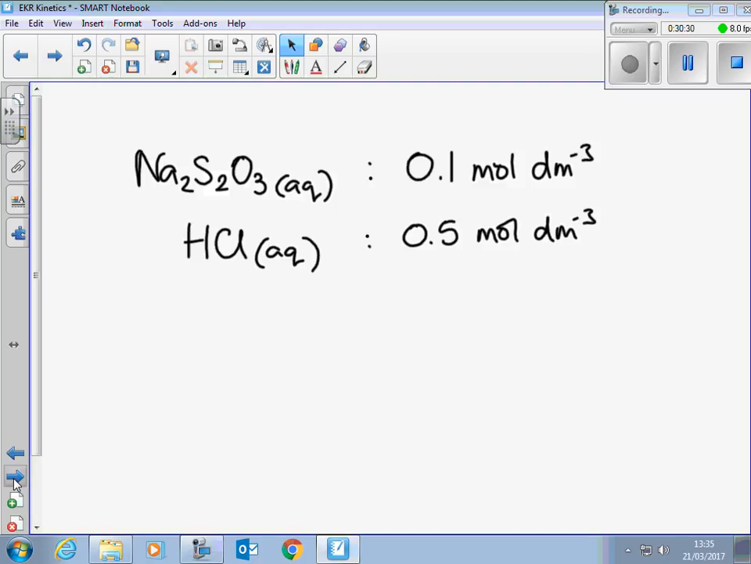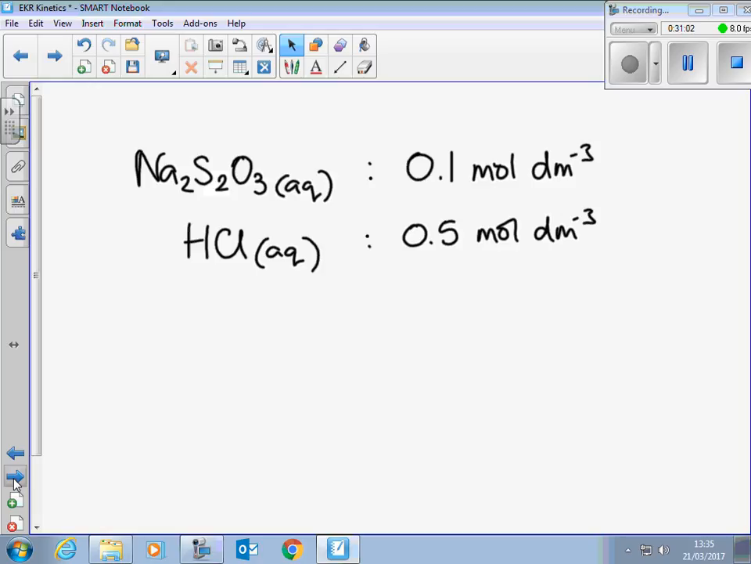So you're looking at the effect of concentration there. You can then plot graphs, work out the order of reaction with respect to thiosulfate, work out the order of reaction with respect to the hydrochloric acid. You can then draft a rate equation. Now, you will also be able to work out the rate constant. We'll come back to that. The instructions are in the assignment, don't worry.